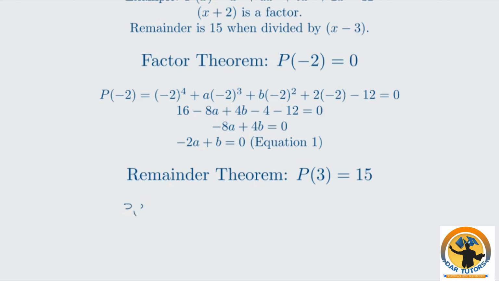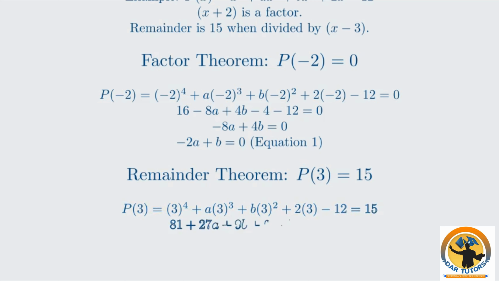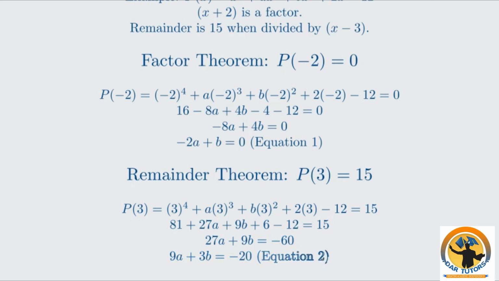Next, the remainder theorem. The remainder is 15 when divided by x minus 3, so p of 3 equals 15. Substituting 3 into the polynomial gives 81 plus 27a plus 9b plus 6 minus 12 equals 15. This simplifies to 27a plus 9b equals negative 60, or 9a plus 3b equals negative 20. This is our second equation.